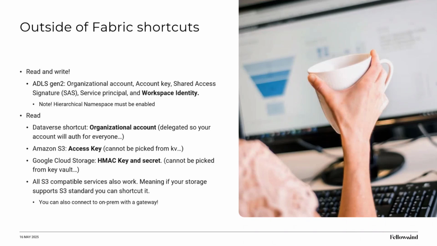One interesting thing is that all S3 compatible services work. This means that if you are able to get an S3 compatible file service running on your local machine, or on whatever database you have in some cloud, you can shortcut that also to Fabric. So this might be interesting if you have legacy systems. And you can also connect to this with the on-premise gateway. So if you need to have on-premise data, shortcut it.